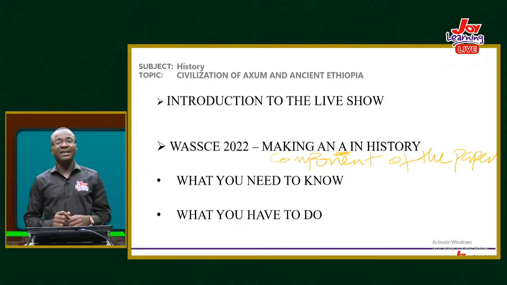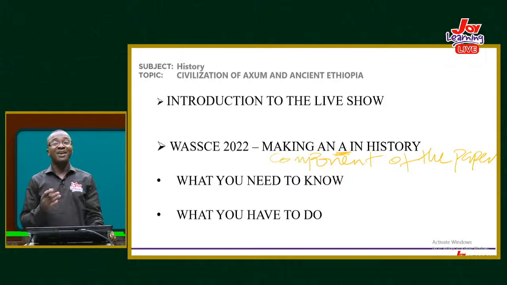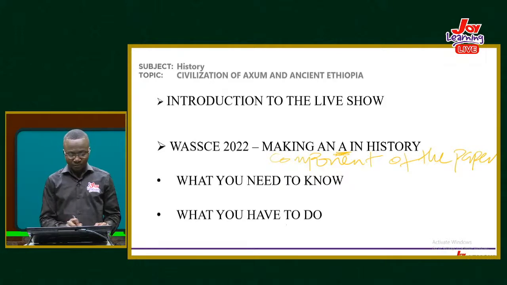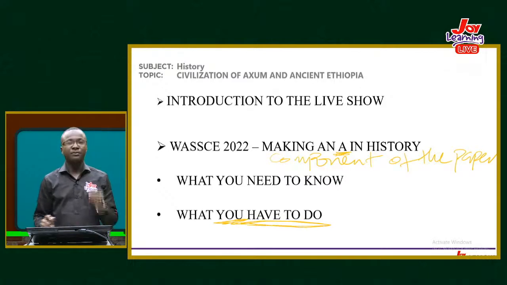Now, don't forget that clarity is of importance: how clearly you write, or how clear you are with whatever you are communicating for the examiner to mark. So that is it about the instructions. Now, after you have read the instructions, I would advise you on what you need to do. The focus is now on what you have to do.